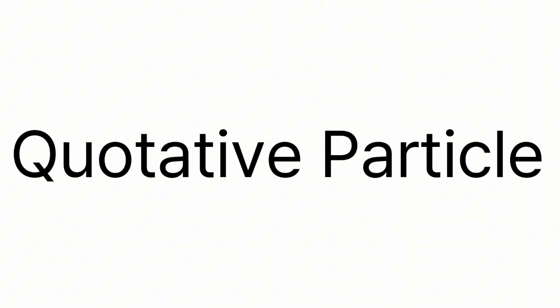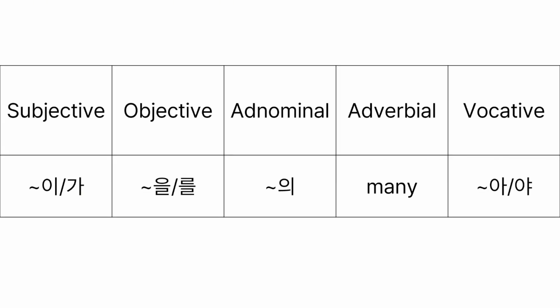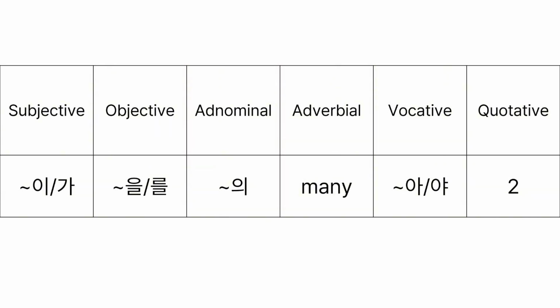Today we will learn about the last case particle that we didn't learn. We'll learn that Korean has 5 cases, but actually there is one more case. Korean language has 6 cases and 6 kinds of case particles. I didn't teach you guys about quotative case because I thought if some of you learned the case by European languages, which usually don't have adverbial nor quotative case, it might sound too confusing. But since we learned most of the adverbial particles, let's learn about quotative case.